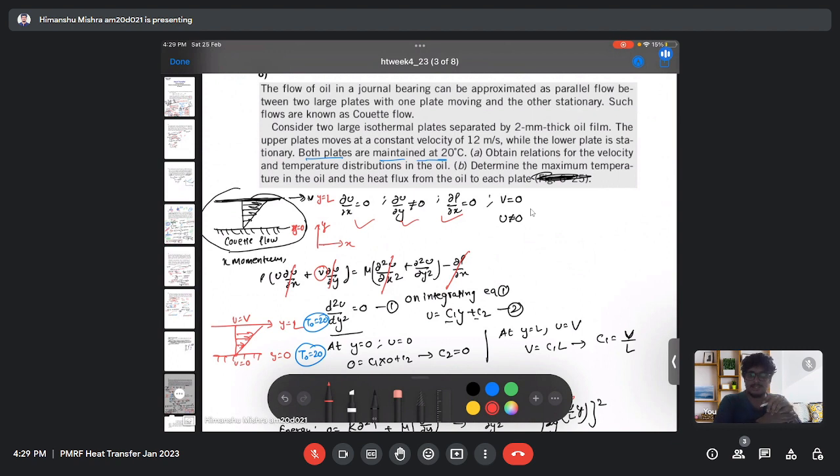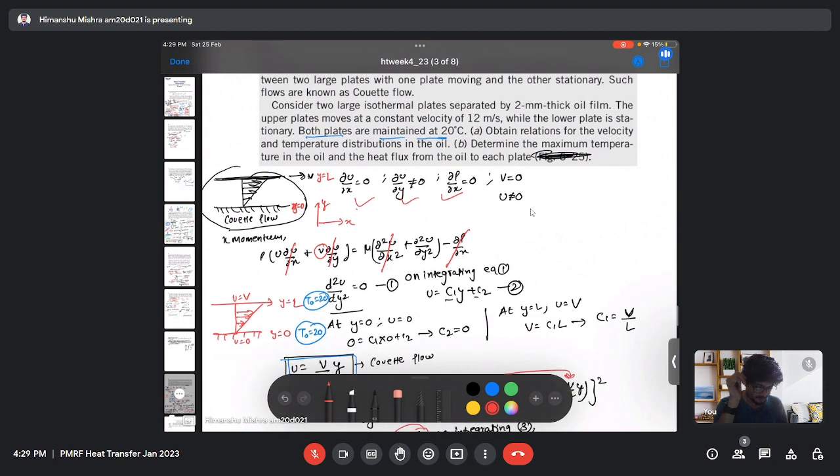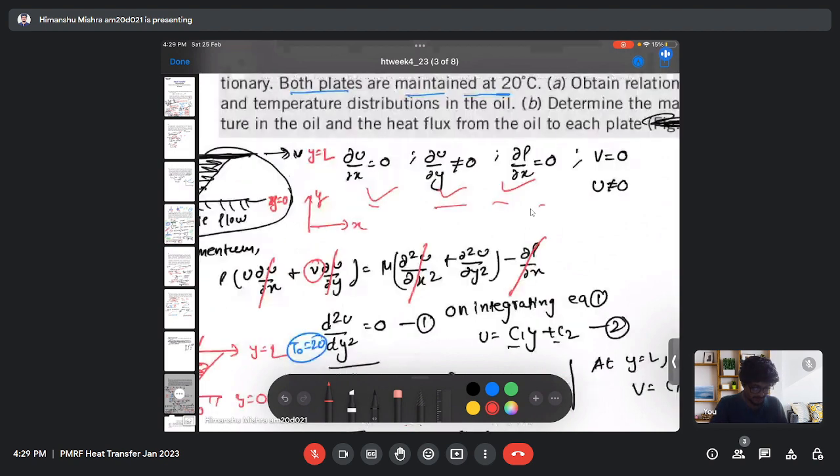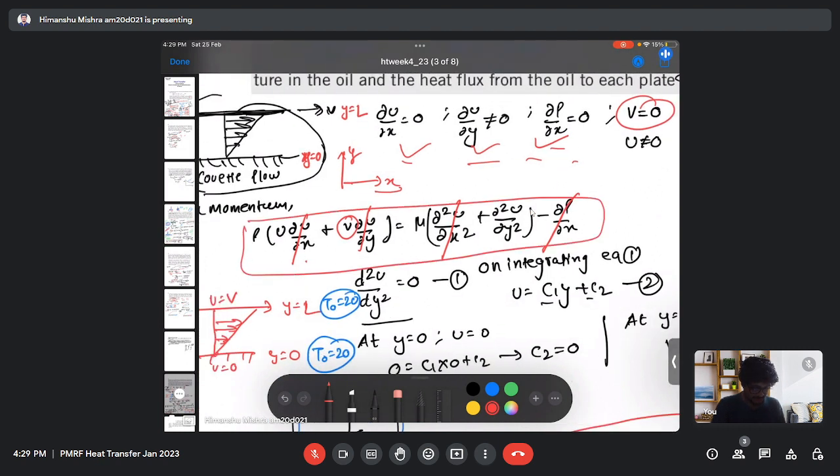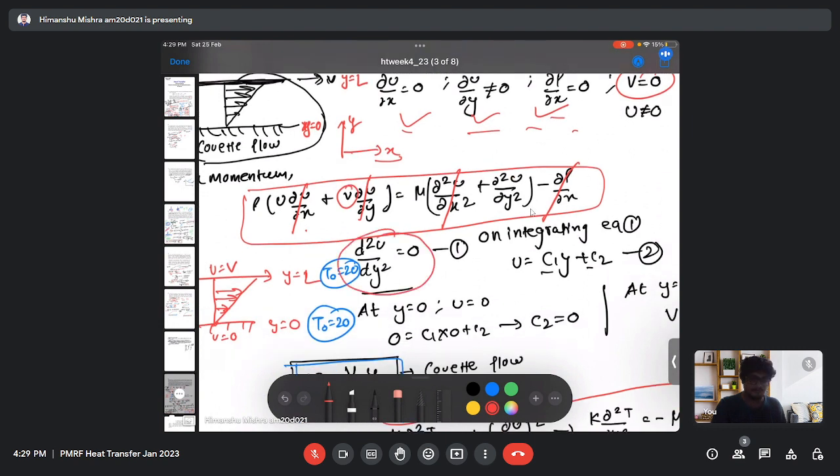We simplify the momentum equation according to the approximations. In fluid flow, we use some basic approximations, which you can find in any standard fluid mechanics book. The first approximation is that the variation of the velocity in the x direction is zero, and the flow is not driven by a pressure gradient, so the pressure gradient is also zero. The vertical velocity is also zero. We use these approximations in the x momentum equation to write the governing equation for the fluid flow in terms of velocity.